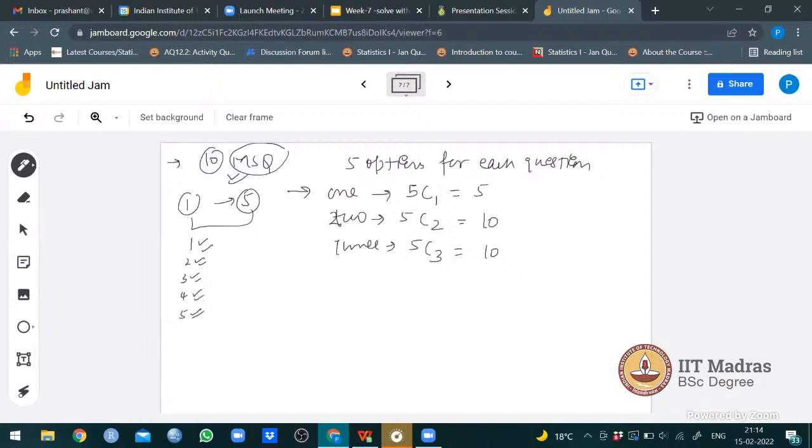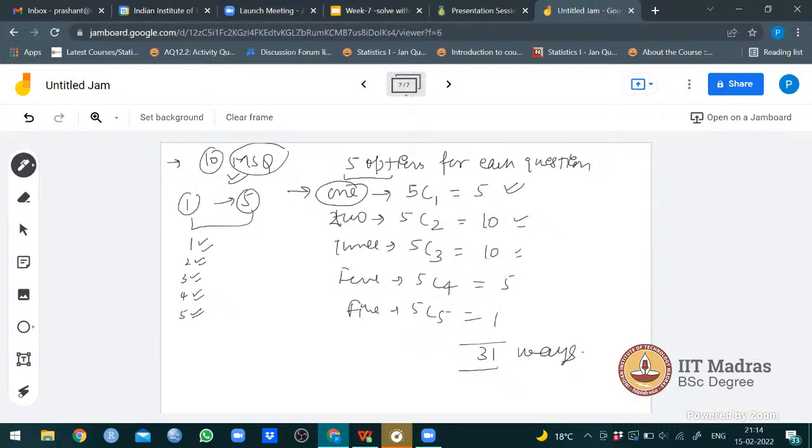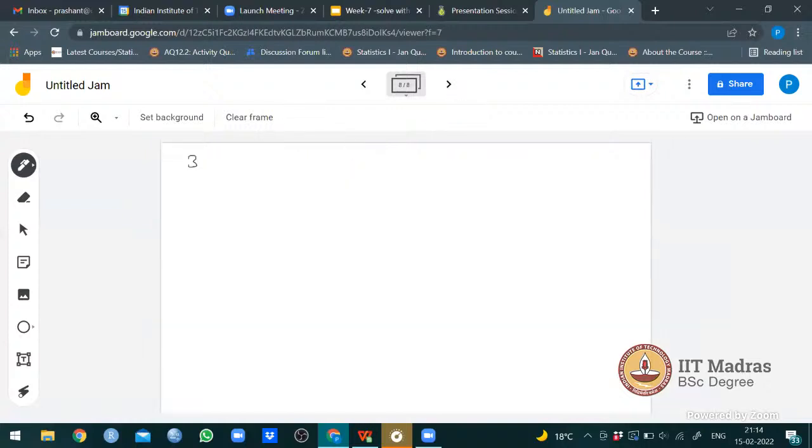Out of 5 options, one option can be given in 5 ways, 2 options in 10 ways, 5C3 is also 10 ways. If 4 options are correct, it will be 5C4, that is 5 ways. If all are correct, it will be 1. The total will be 5, 10, 10, 5, 1, that is 31 ways to answer a single question. So your sample space for 10 questions will be 31 raised to power 10.